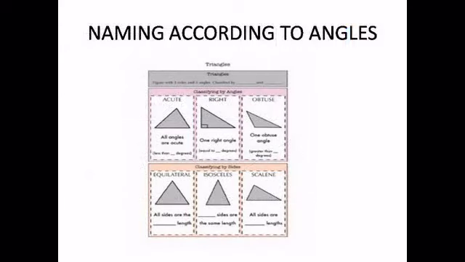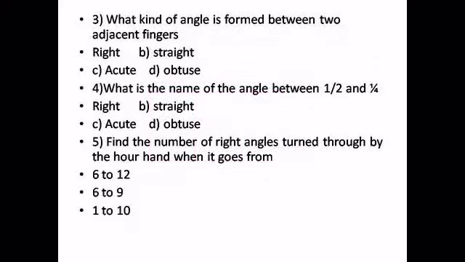Second one is a right angle triangle. One angle is 90 degrees, other two are acute angles. And third one is an obtuse angle triangle. One angle is obtuse, other two are acute.